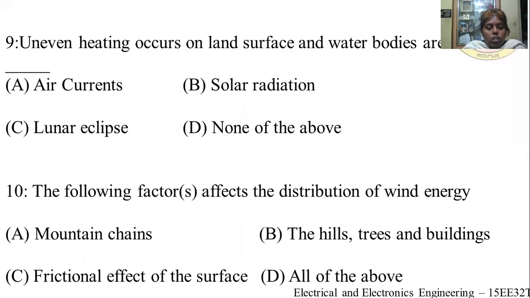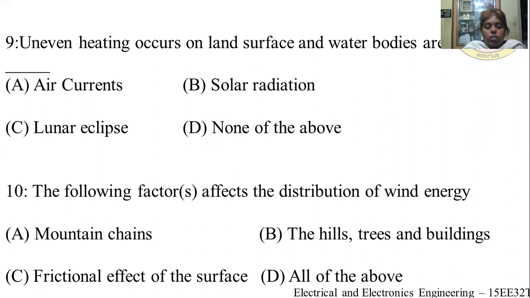The next question: uneven heating occurs on land surface and water bodies due to dash. The choices are A, air currents, B, solar radiation, C, lunar eclipse, D, none of the above. The correct answer is B, solar radiation. That is, uneven heating occurs on the land surface and the water bodies due to the solar radiation.